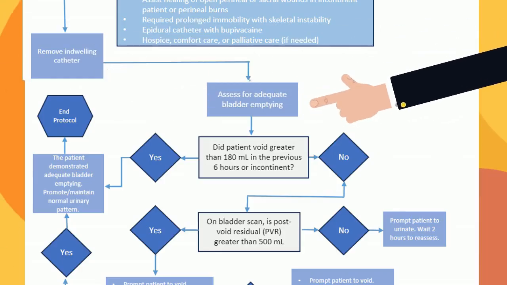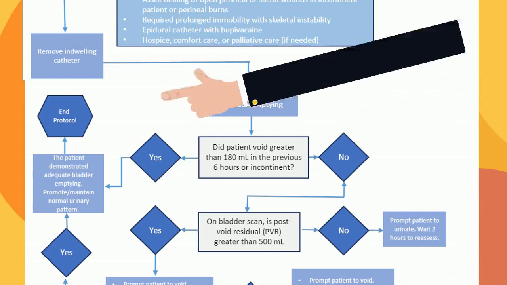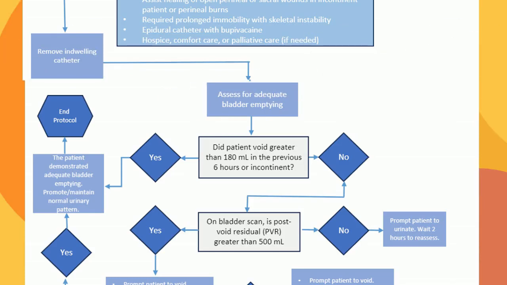If you have removed the Foley, the next step is going to be to assess for adequate bladder emptying. Within 6 hours post-Foley removal, the patient should void at least 180 mLs. If the patient does, then they have demonstrated adequate bladder emptying, and you're going to promote and maintain normal urinary output, and the protocol will end.